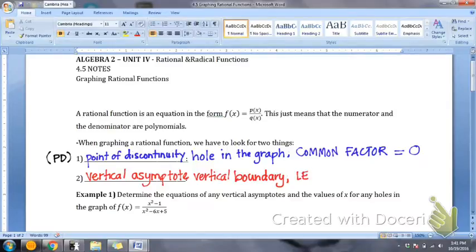So I like to say leftover. Only in the denominator. We don't care about the numerator. And we set it equal to 0. And I'll explain why in just a few minutes. We're going to call this our VA, or our vertical asymptote.